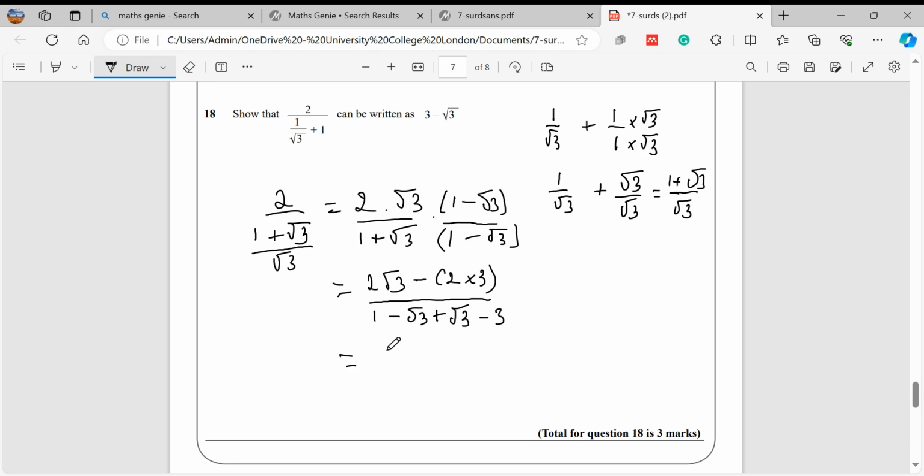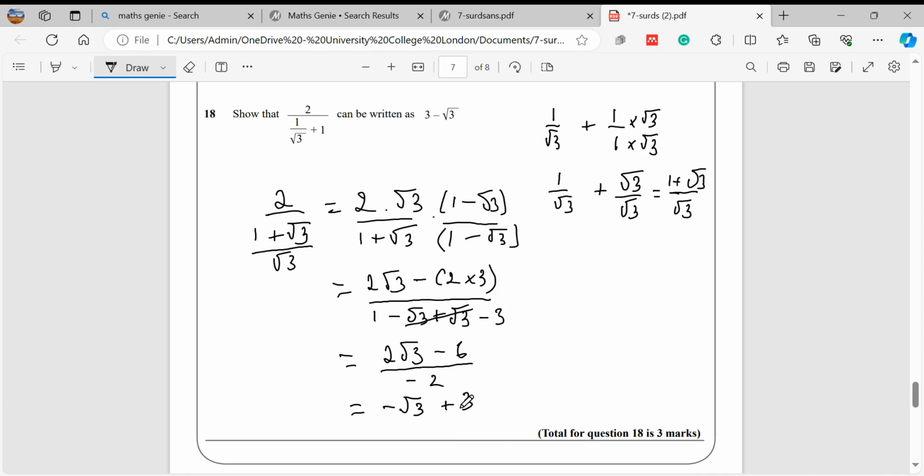So that's nice. I've got 2 root 3 in the numerator minus 6. And in the denominator, I've just got 1 minus 3 because my negative root 3 plus root 3 have gone. My root 3s have gone, so I've just got 1 minus 3, which is minus 2. If I divide through by minus 2, I'm going to end up with minus root 3, because 2 root 3 divided by minus 2 is minus root 3, and minus 6 divided by minus 2 gives me plus 3. And I believe that's what they want.